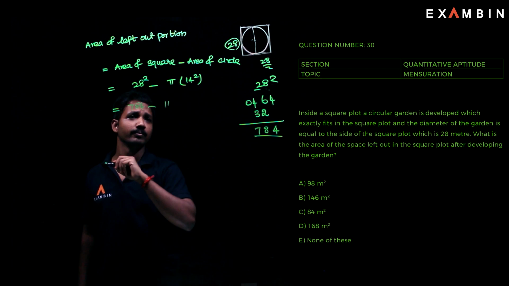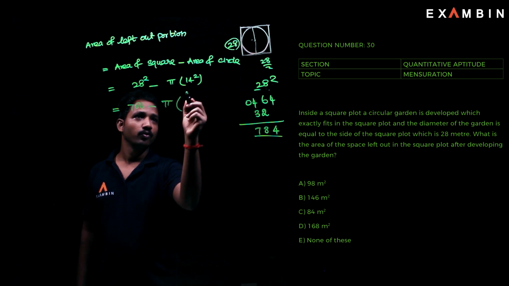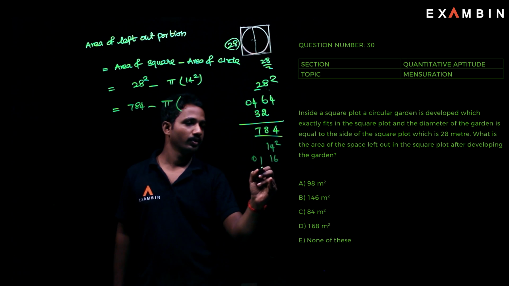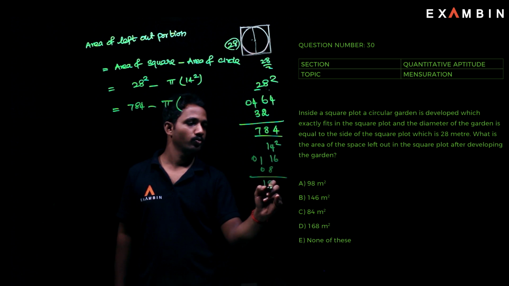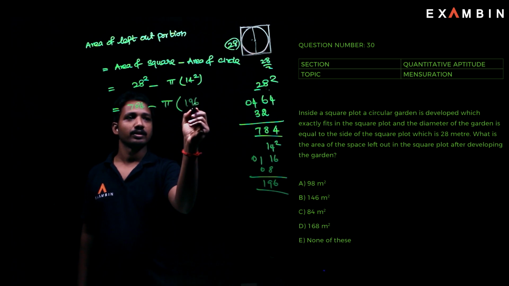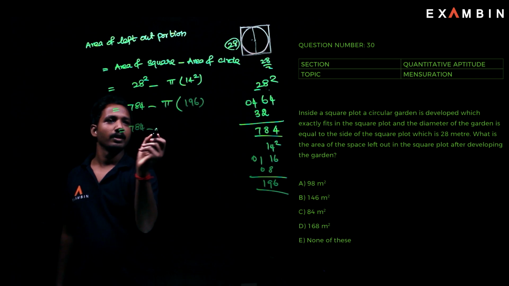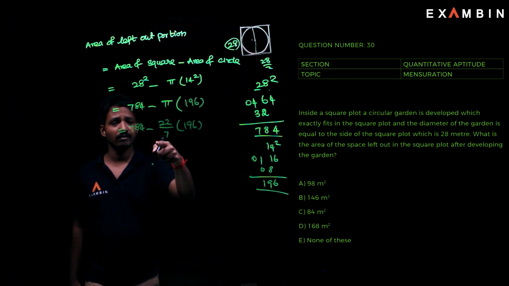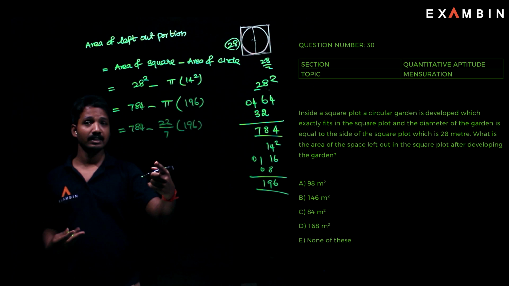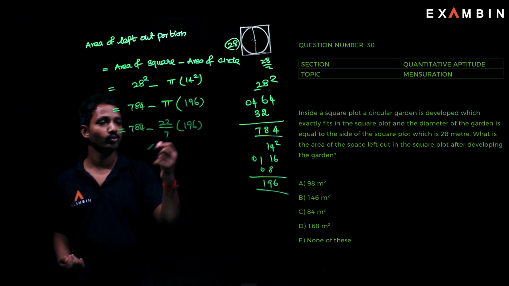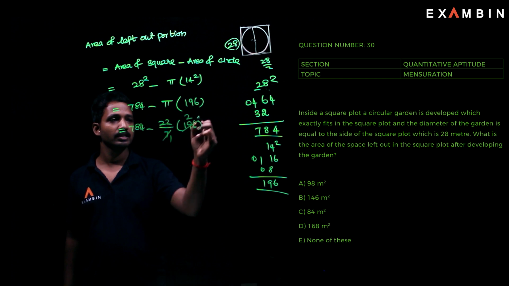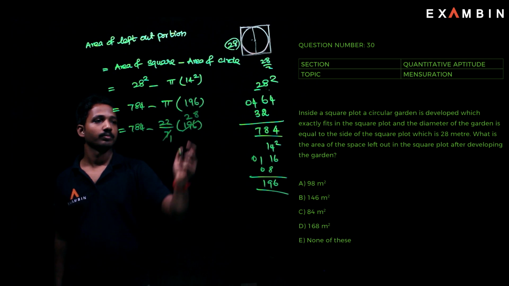pi times r squared, where r is 14. 14 squared is 196. So 784 minus 22 by 7 into 196. The value of pi is 22 by 7, otherwise 3.14. Here we can cancel 196 with 7, so I write 22 by 7, 7 into 28 is 196, and 8 sevens are 56.